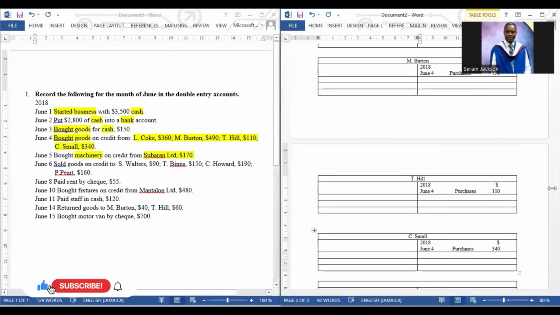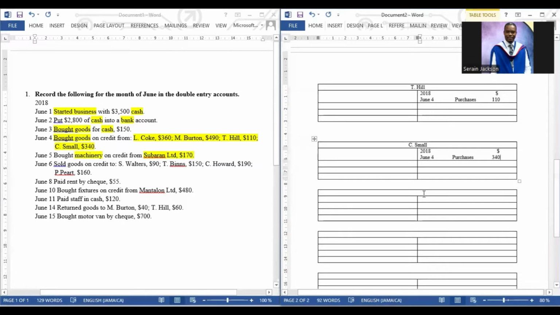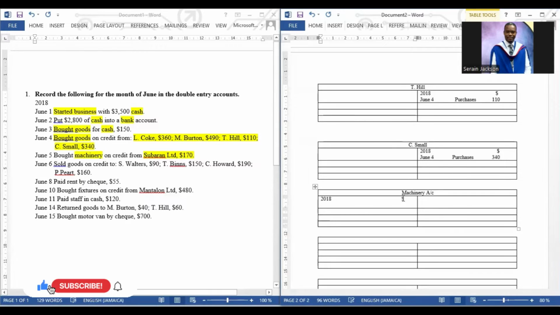So we go to machinery. We don't have any machinery account as yet. So we have to draw up the machinery account. Machinery account is a fixed asset account. And to increase a fixed asset account, we make a debit entry. So always remember that. All right. Whatever you're buying is debited again. That's another tip you can use.